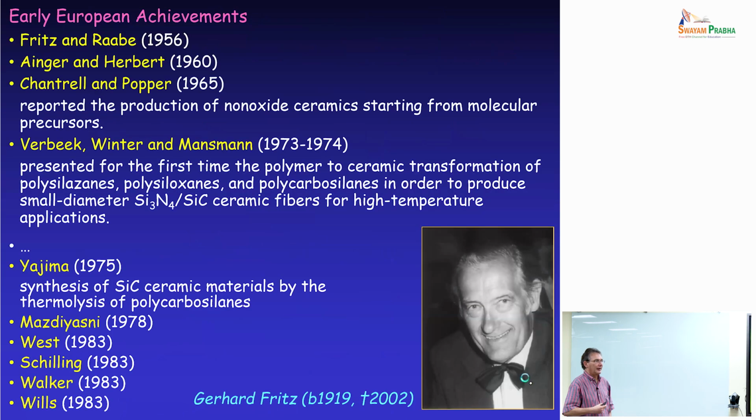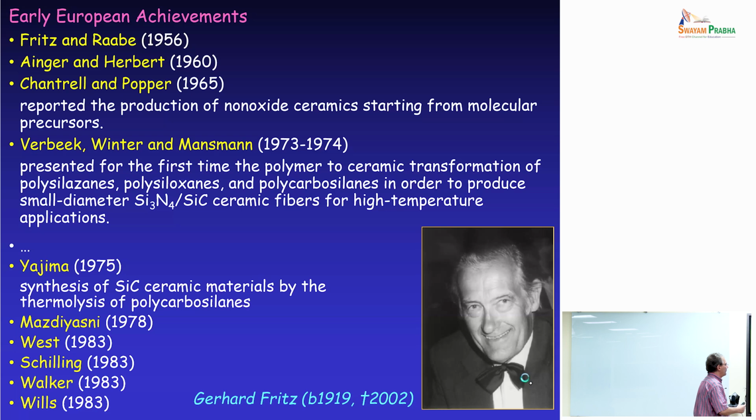First of all, preceramic polymers are an early European achievement, especially in Germany by Fritz and Rabe, Engel and Herbert. But there was a research center outside Oxford called Harwell Laboratories, where two researchers from England, Chantrell and Popper, started discussing using polymeric materials for making ceramics, and they published something already in 1965, and then other work came after that.